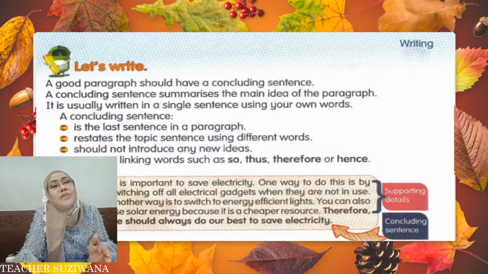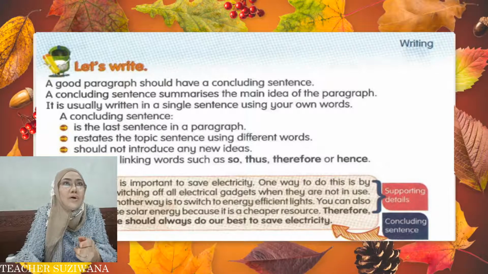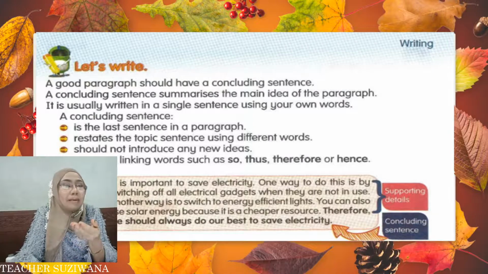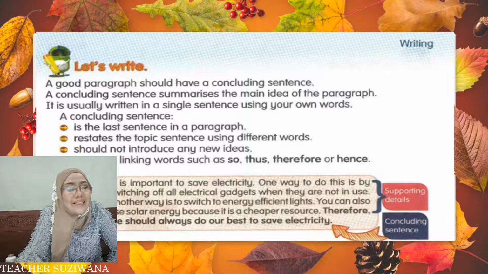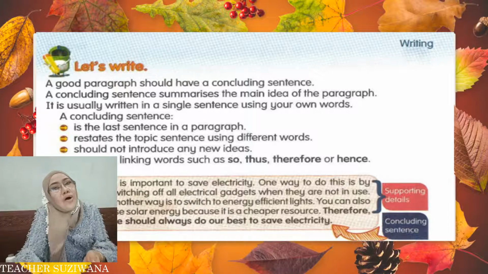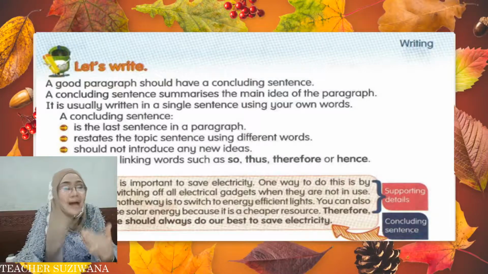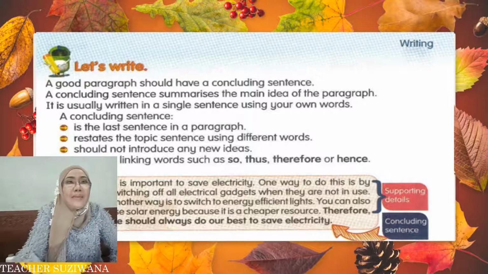If you introduce new ideas, that means it is the main idea. The main idea is not a concluding. Concluding is the last supportive detail, meaning you support your ideas and your supporting details. You may use linking words such as so, thus, therefore, or hence. So, when you want to end your composition, your text, your paragraph, you use the words so, thus, therefore, or hence. Okay. Look at the example here.